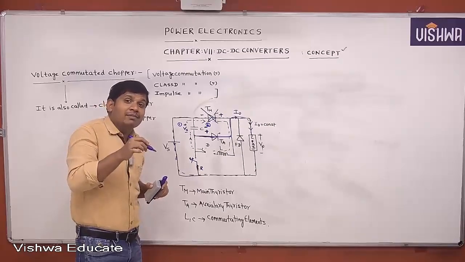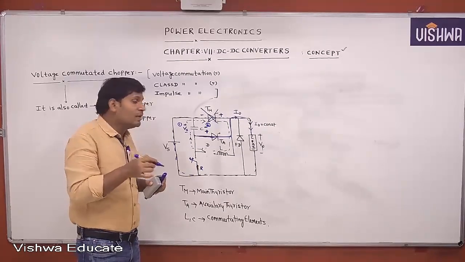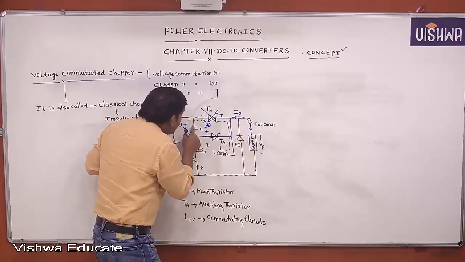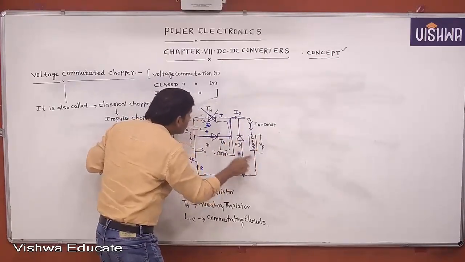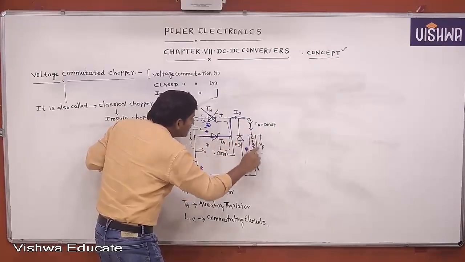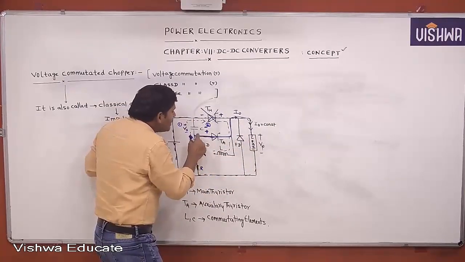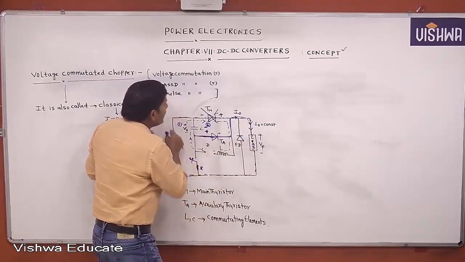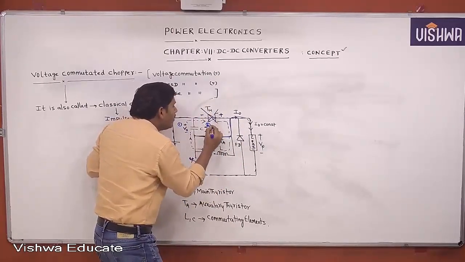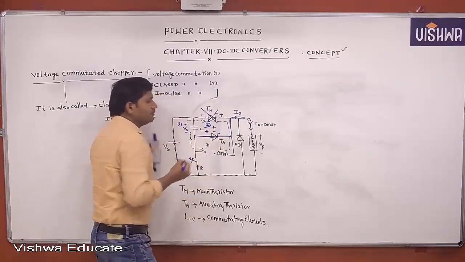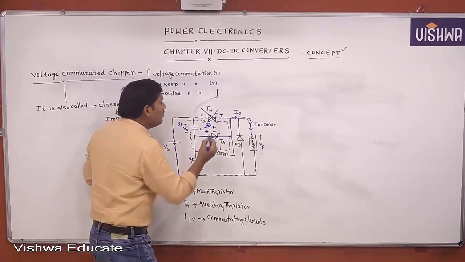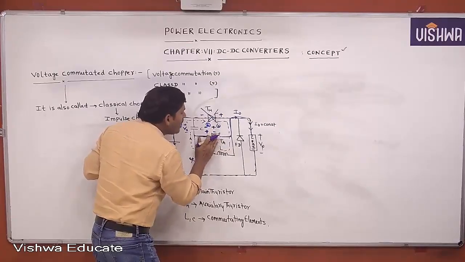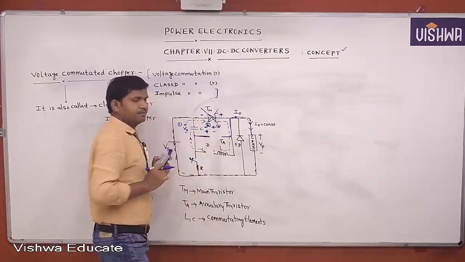Then up to what time does it supply the current to the load? Yes, up to the time the auxiliary thyristor is conducting. Up to what time will the auxiliary thyristor conduct? Again, the capacitor is changing its polarity. Capacitor changing its polarity means it is transferring charge from the positive plate to the negative plate. Then it becomes positive, then it becomes negative. Whenever it becomes positive and whenever it becomes negative, then automatically the auxiliary thyristor will be turned off.